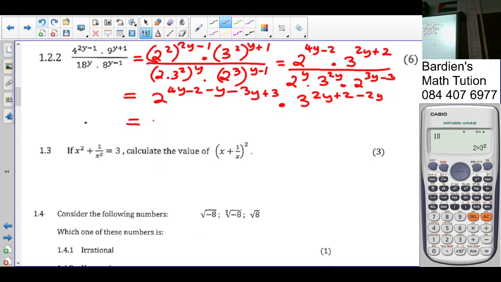So what do I do now? Like terms. So 4y minus y, and what's minus 2 plus 3? 1. Times 3 to the 2y minus 2y, which also cancels. So it's 3 squared, and 3 squared is 9. And 2 times 9 is 18.